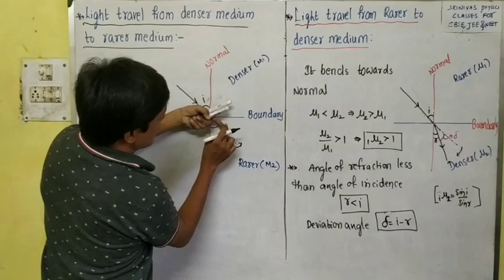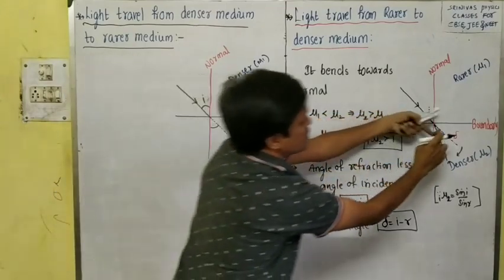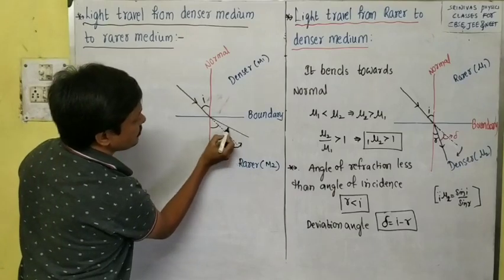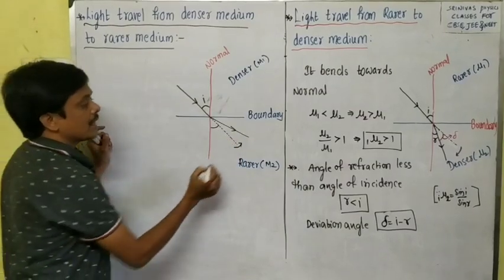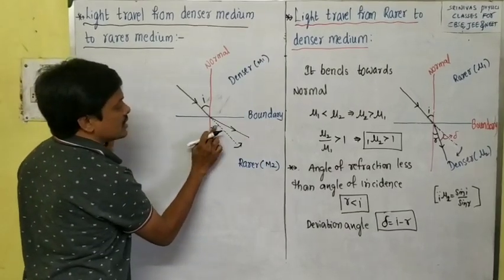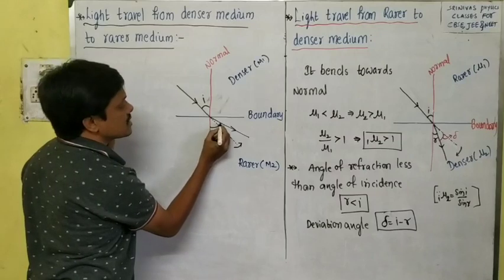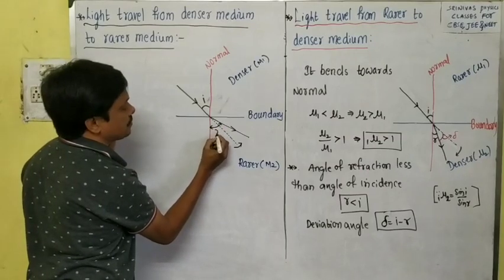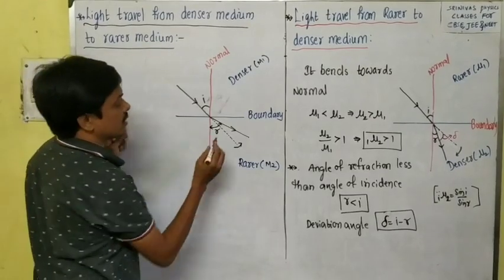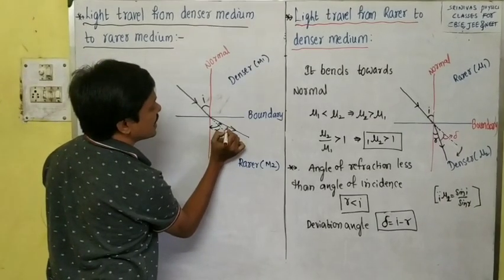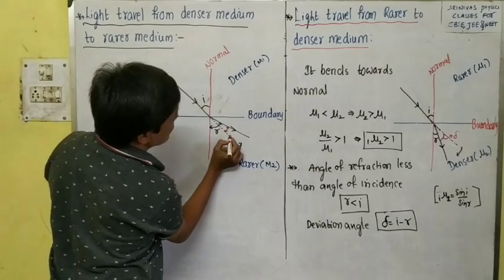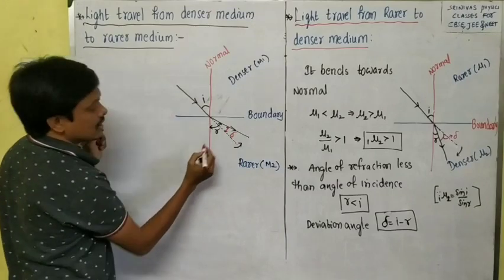This is the normal. When light goes from rarer to denser, it bends towards the normal, but here it bends away from the normal. This side it will bend. This is the refracted light ray, this is the original path, and this is the angle of refraction. Now this angle is said to be the deviation angle. Actually the original path is this one. From the original path, how much angle it is deviated, that is the deviation angle, delta.